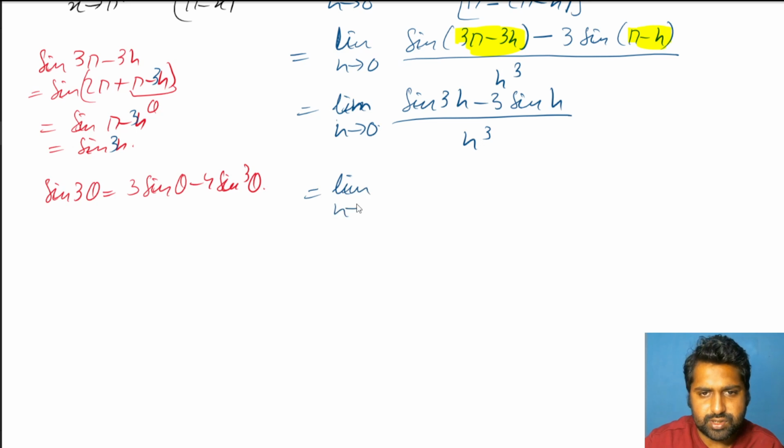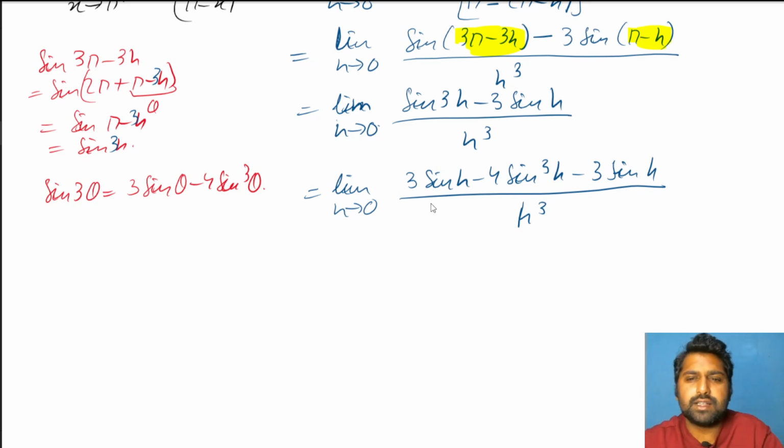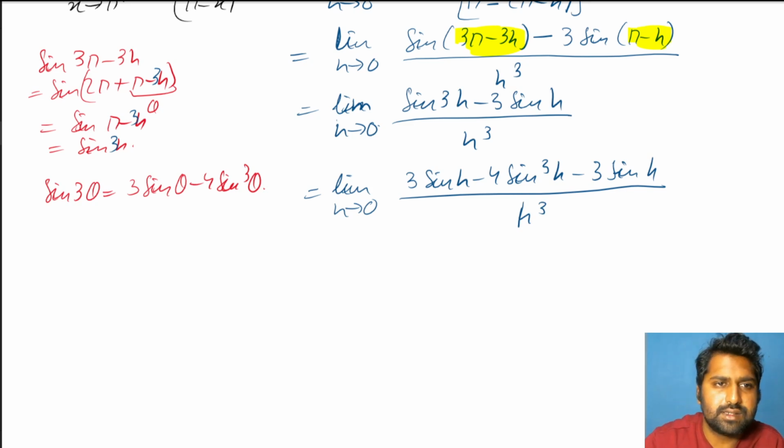Limit h tends to 0. You cannot even subtract them, the property also cannot apply. So 3 sine h minus 4 sine cube h minus 3 sine h upon h cube. The problem with h is you might not be able to identify it easily, so try to think of it as x. This sine 3h cancels.